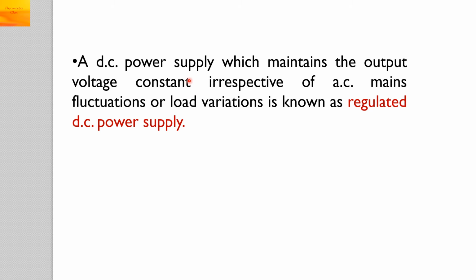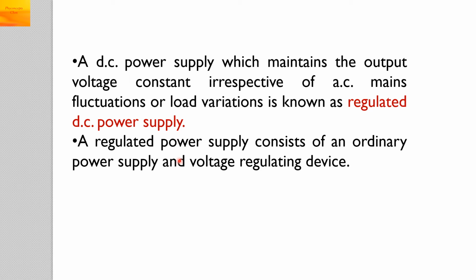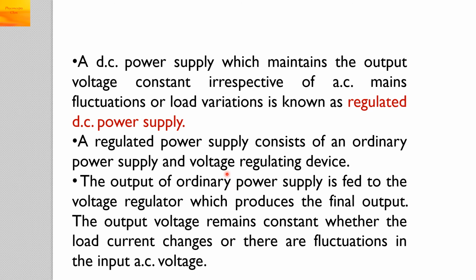A DC supply which maintains the output voltage constant irrespective of the AC mains fluctuations or load variations is known as a regulated DC power supply. A regulated power supply consists of an ordinary power supply and a voltage regulator. The output of the ordinary power supply is fed to the voltage regulator, which produces the final output. The output voltage remains constant whether the load current changes or there are fluctuations in the input AC voltage.